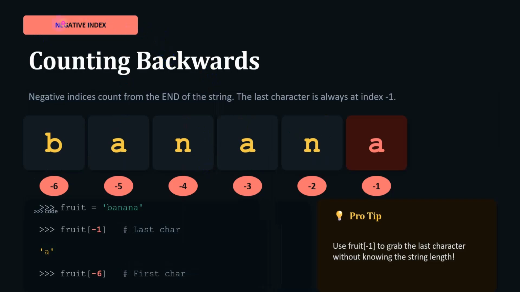Now we also have negative indexing in Python, which counts backwards. So we are taking the same banana example. The last character A is at -1. From the backward, in negative indexing, the next character N is at -2, A is at -3, N is at -4, again A is at -5, and the first character is at -6. So this is known as negative indexing. We are able to print the character by using negative indexing also.